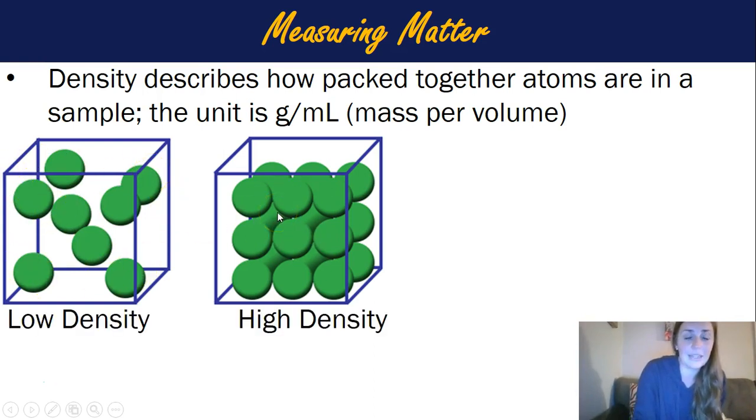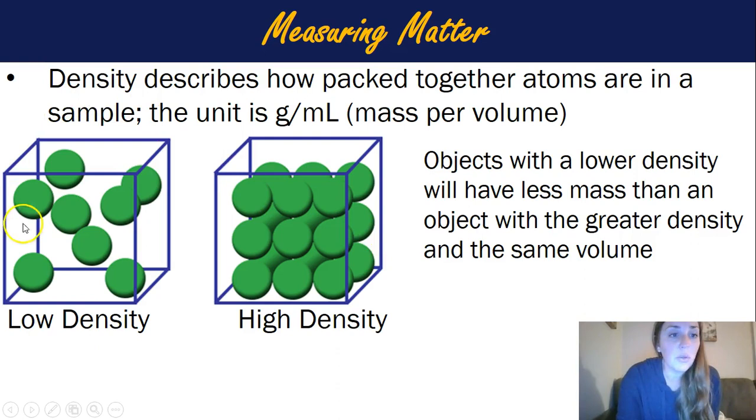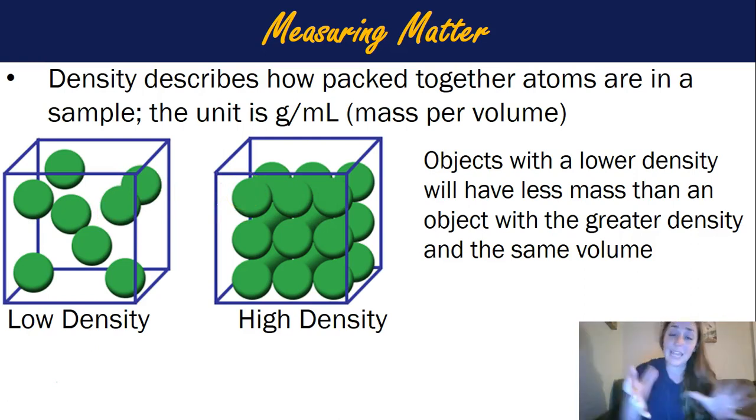This would be a high density, because there are fewer things per area in one and more things per area in the other. Now, if I were to put these two things on a scale, notice they take up the same amount of room. So the one on the left, with the lower density, is going to have less mass than the object on the right with a greater density, because they have the same volume. So even though they might be the same size and take up the same amount of space, one might have less mass or show less on a scale versus the other.